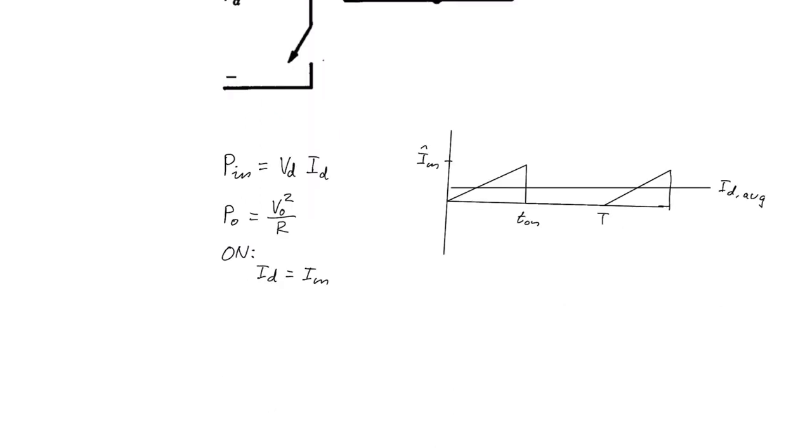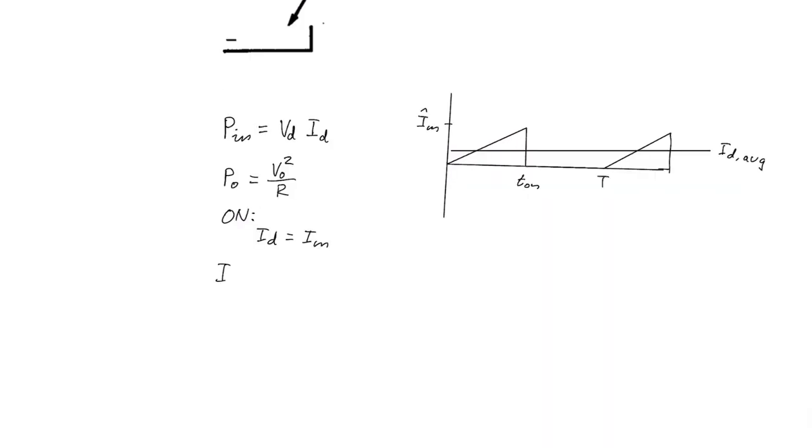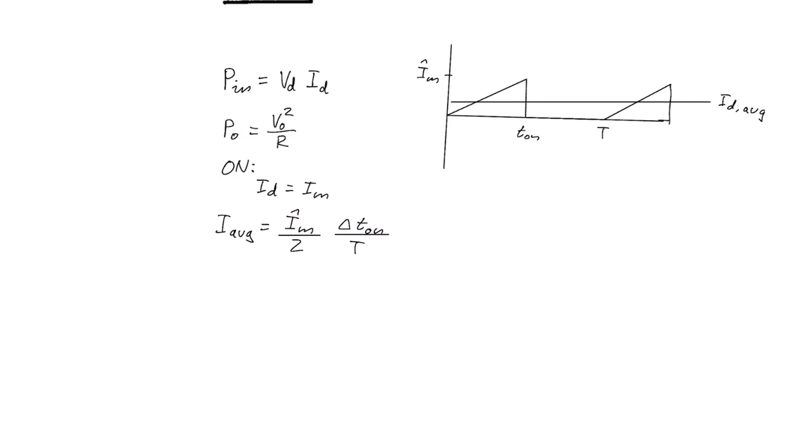So what we want to do is just to find the area under this triangle here and divide it by the time, the period. I average would be equal to the peak current for the magnetization current divided by 2 because it's a triangle, and then we need to multiply by the time when it's on, and then divide by the period. So that would be the area under this triangle here divided by the time it takes. So now we need to find this peak current here.